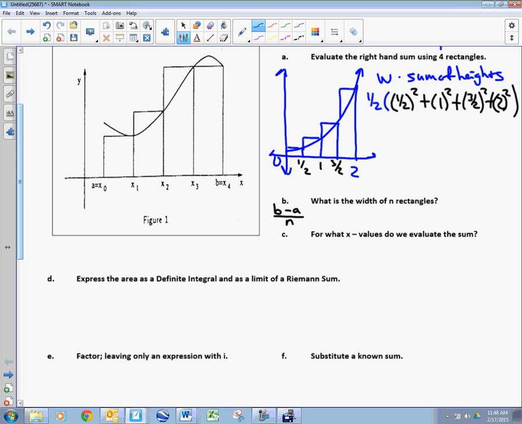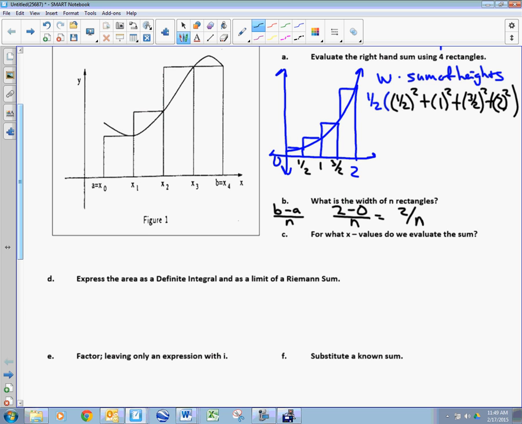Yeah, so he took the ending minus the beginning divided by the number of rectangles, or b minus a over n. So he said, let's take 2 minus 0 and divide it by the number of rectangles. So the width of each one is 2 over n. Remember that? Okay. Any questions on that?